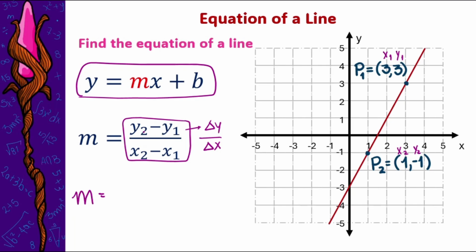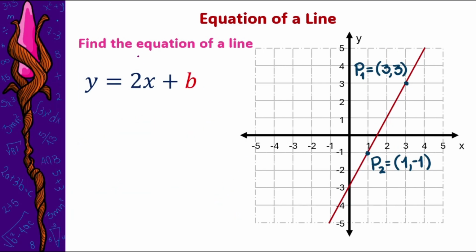So slope is equal to y2, which is minus 1, minus y1, which is 3, over x2, which is 1, minus x1, which is 3. Minus 1 minus 3 is minus 4, 1 minus 3 is minus 2, so the slope is positive 2. And yes, you can see that the guy is actually going up, so we expected to have a positive slope, and it's steeper than the 45 degrees, so it's good. The slope is equal to 2.